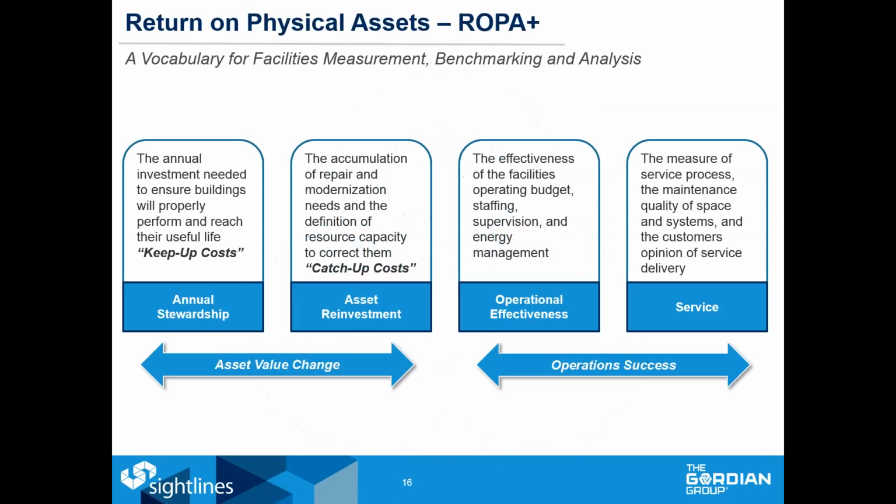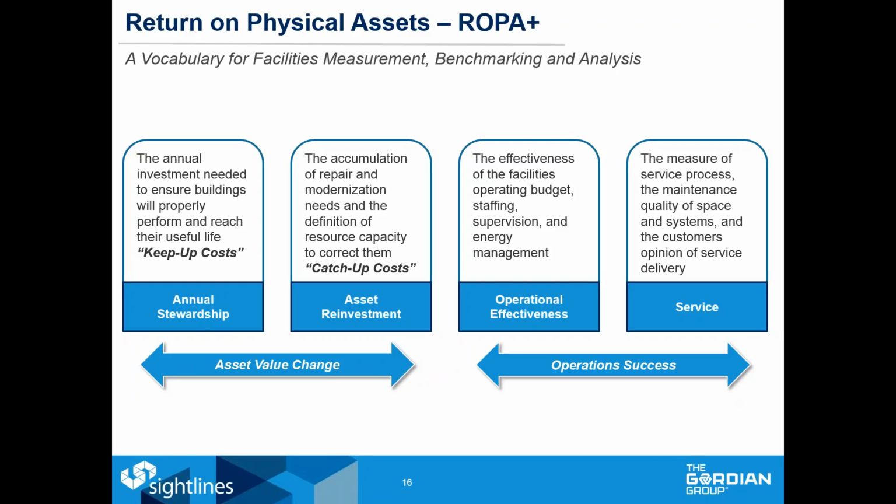The conversation that we enable on the campus starts with a common vocabulary. Because we talk in language, the way that we talk about facilities is of key importance. The way that we describe this is developing a way to communicate from the boardroom to the boiler room. We put every metric that we compute into one of four buckets. Two of them have to do with asset value change: annual stewardship and asset reinvestment.